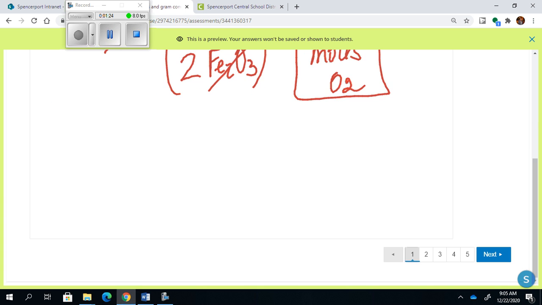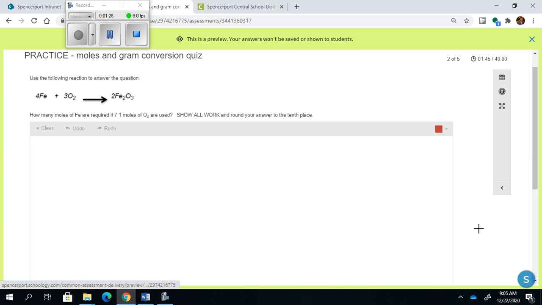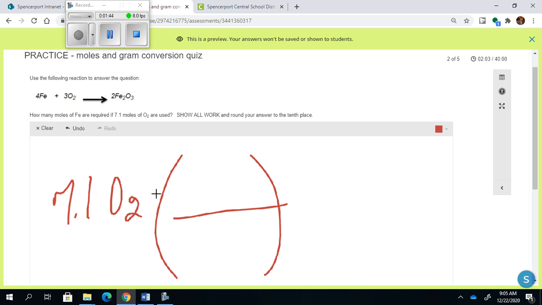All right, let's move on to the next one. How many moles of Fe are required if 7.1 moles of O2 are used? So 7.1 of O2, and I see here O2 is less than Fe, so I'm going to expect an answer that's higher than 7.1. I'm going to write out my O2s down here so that these two will cancel each other out. Fe's at the top because that's what it's asking me for.